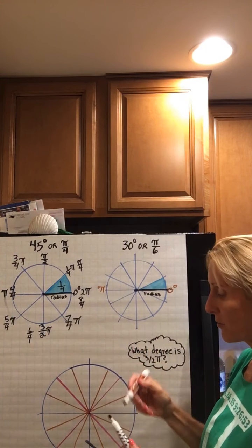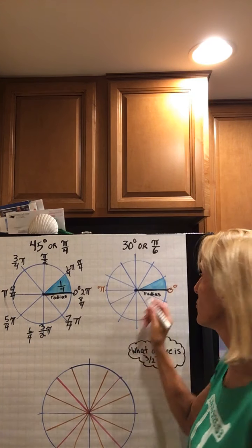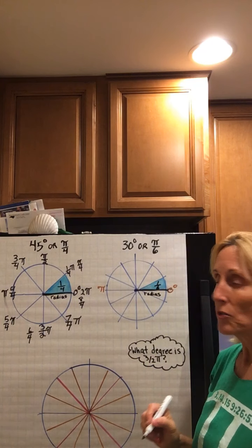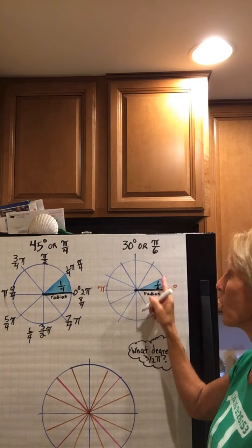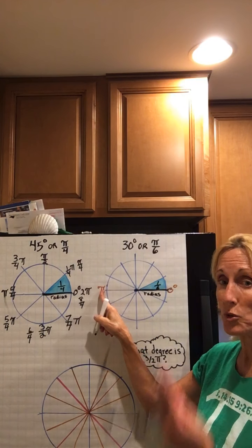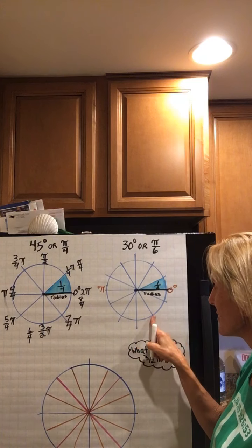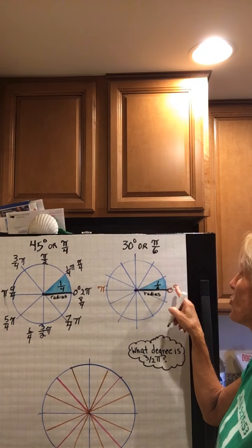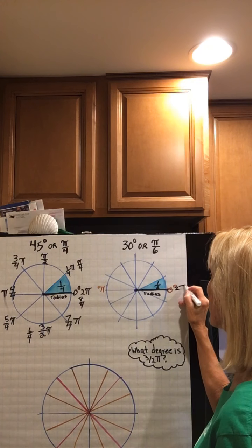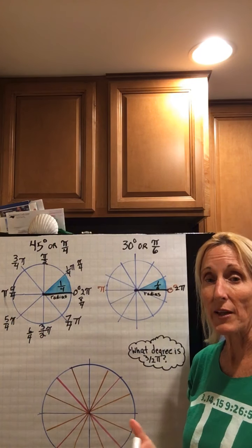So instead of counting by 1/4, when you do the 30 degree markings, you're going to count by 1/6. So you're going to go around the circle going 1/6, 2/6, 3/6, 4/6, 5/6, 6/6, which is 1, 7/6, 8/6, 9/6, 10/6, 11/6, 12/6, which is 2 pi. Just that simple. But you have to remember to simplify the fractions.